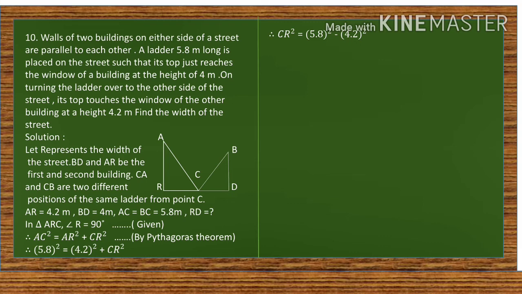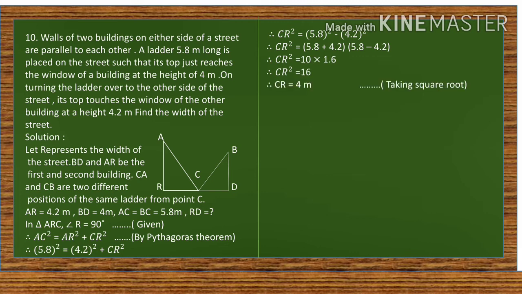Here we can use the identity A square minus B square. We know that A square minus B square is equal to (A plus B)(A minus B). So by using that identity, we get CR square is equal to (5.8 plus 4.2)(5.8 minus 4.2). Therefore CR square is equal to 10 into 1.6. Therefore CR square is equal to 16. By taking square root, we get CR is equal to 4 meter. Now we want to find out CD.